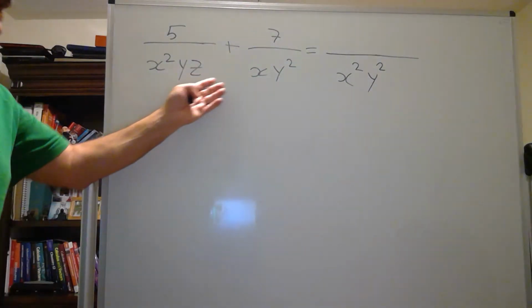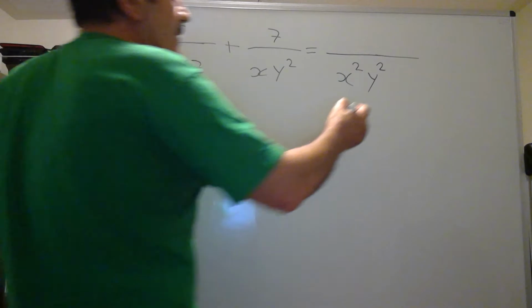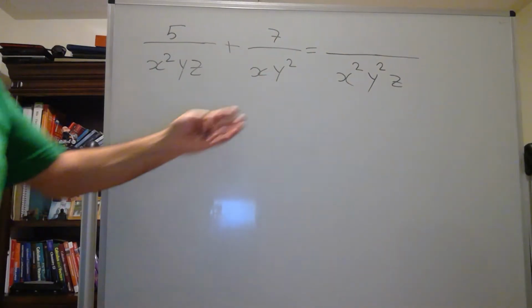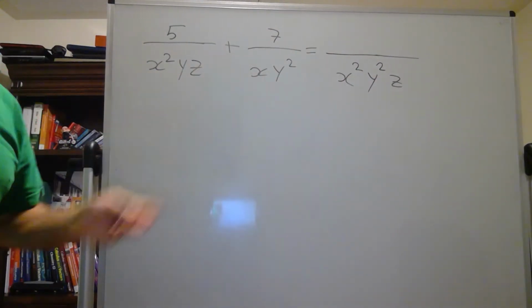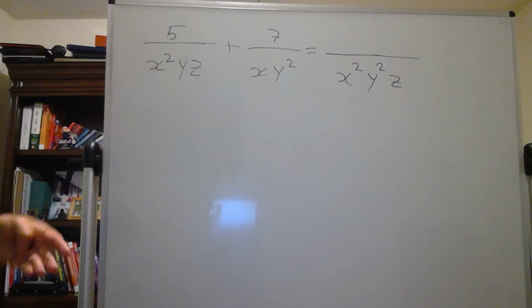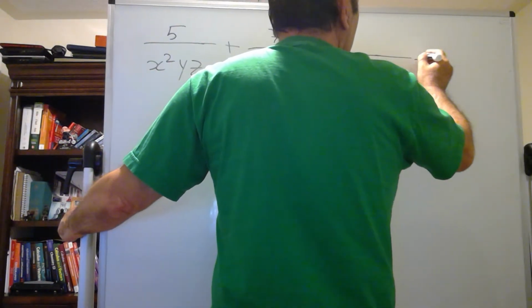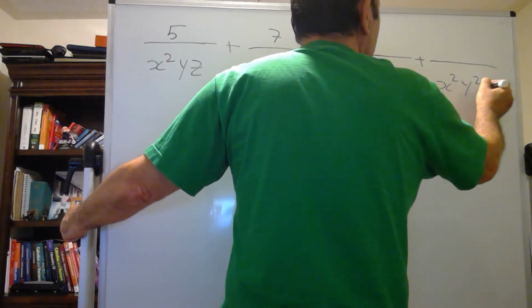We have z here and no z here, so we should pick the uncommon factor as well, and the greatest exponent is 1. So x squared y squared z is the LCM between these two, right? Now rewrite the fraction using the LCM. X squared y squared z.